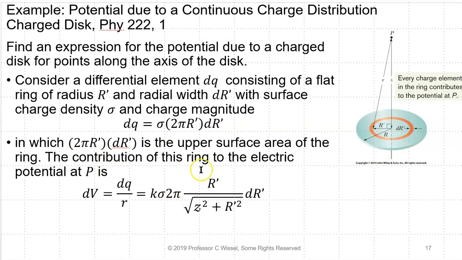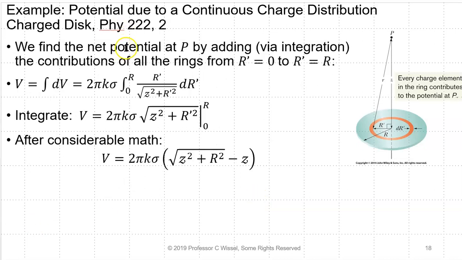The contribution of this ring to the electric potential at P is dV equals dq over r, or k sigma 2 pi times r prime divided by the square root of z squared plus r prime squared, dr prime. We find the net potential at P by adding, via integration, the contributions of all the rings from r prime equals 0 to r prime equals R. So V equals the integral of dV, and we can pull out the 2 pi k and sigma because they're all constants, times the integral from 0 to R of r prime over the square root of z squared plus r prime squared, dr prime.